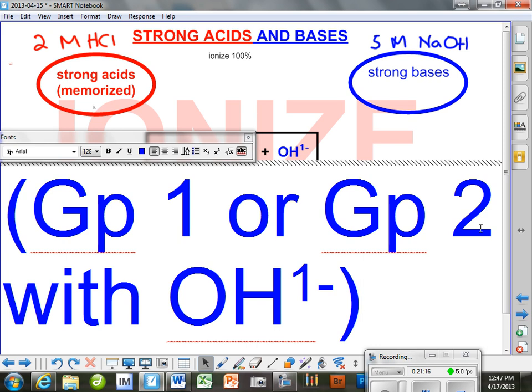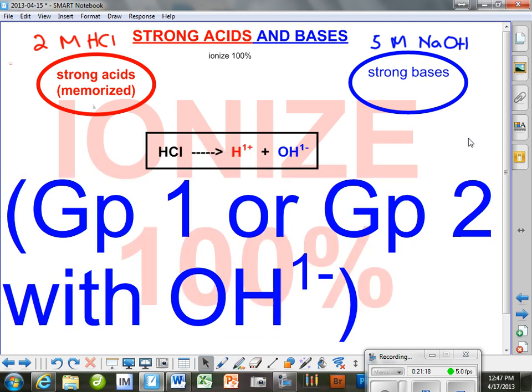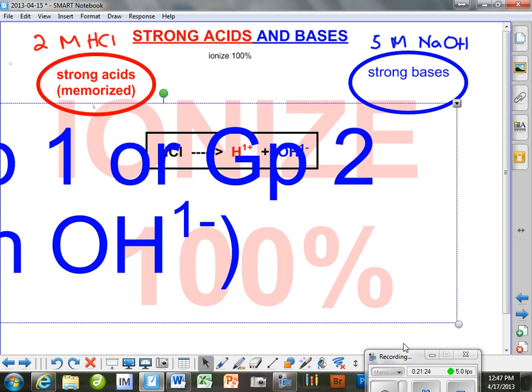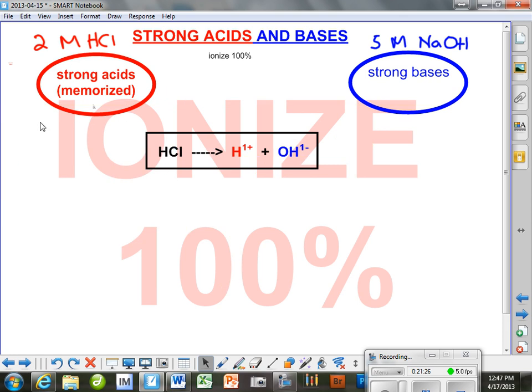Have you copied that down? If you have copied that down, you have good information, and you will be able to identify strong and weak acids as well as strong and weak bases.